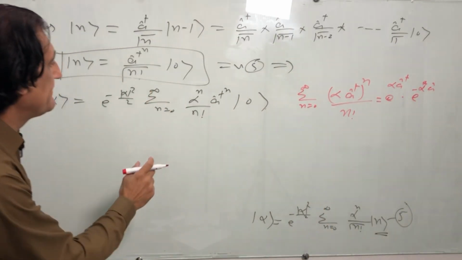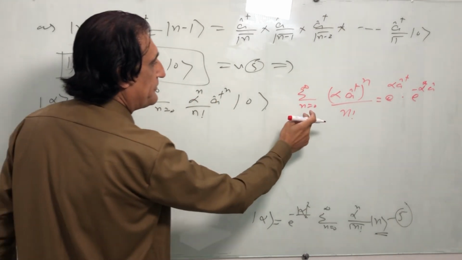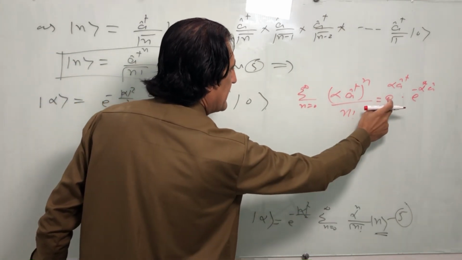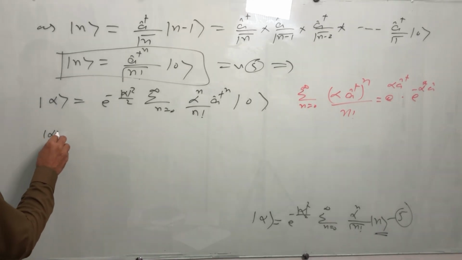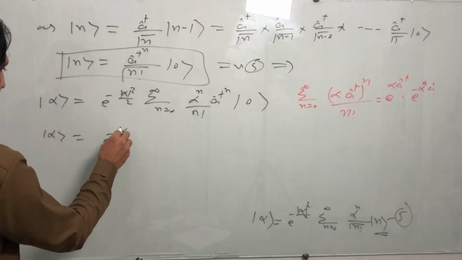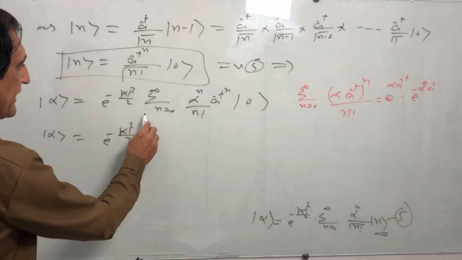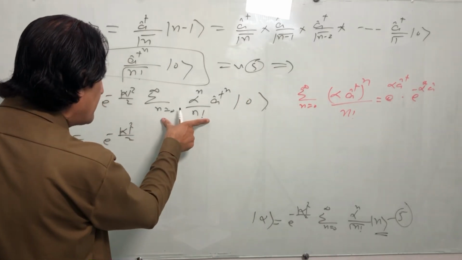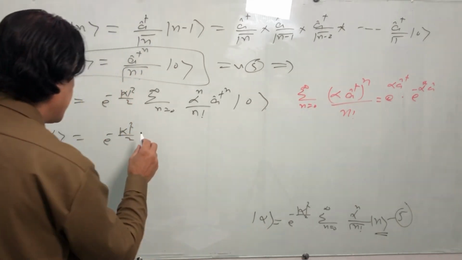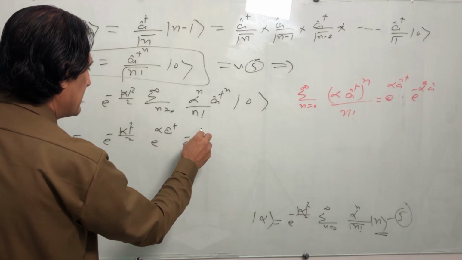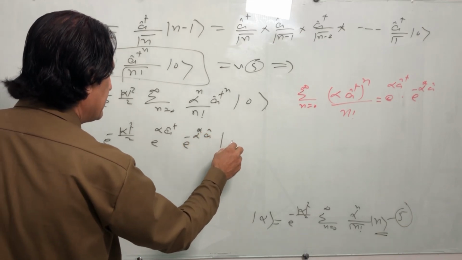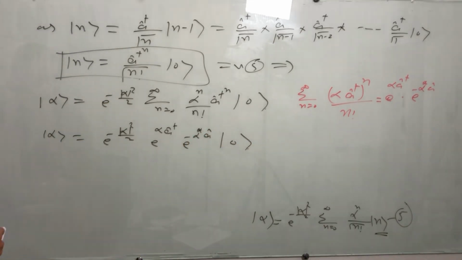So remember this term can be written in this form, in exponential form. This we have, and now this alpha, which is equal to e to the power minus alpha absolute square divided by 2, putting the value of this as e to the power alpha a dagger and e to the power minus alpha star a and the 0th state.